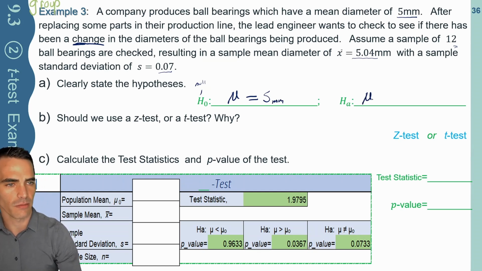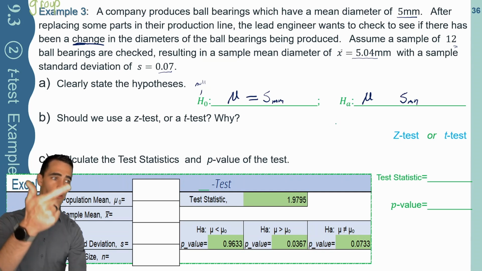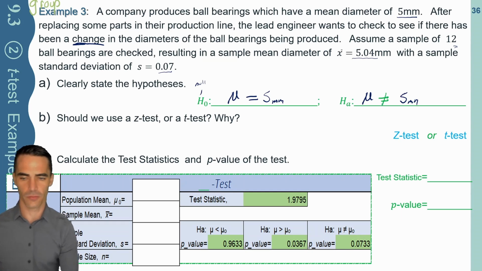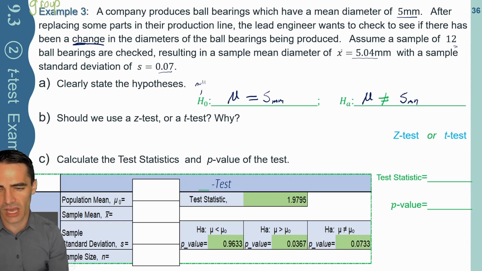Next up, I'm doing the claim. Well, the claim should have the same framework, the mean of 5 millimeters, but now I'm interested in what kind of change, either less than, greater than, or in this case, there's been a change. We're not sure which kind. We'll just write not equal to. We don't have to be picky here. We just think there's a change.